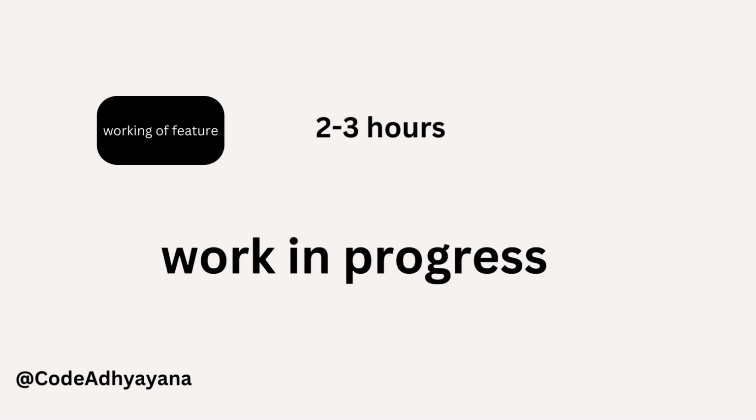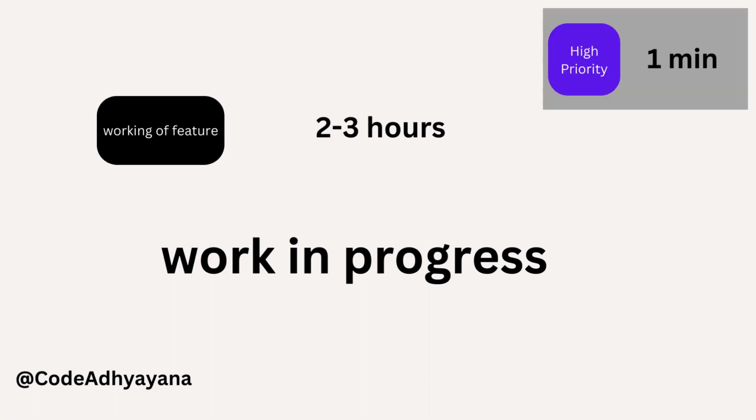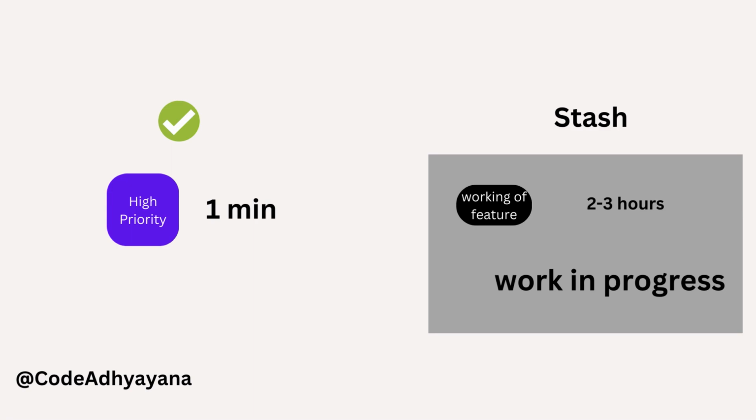So I'm working on a feature and this feature's changes will take around 2 to 3 hours. I already started working on it, I spent 1 hour, and then in the middle of that I got one small request. That small request I can complete within a minute. In this scenario, we can use stash to save our work in progress, and then we'll work on the high priority item. We'll complete it within a minute, and then we'll again take the stash data back to the working directory and continue working on the feature.